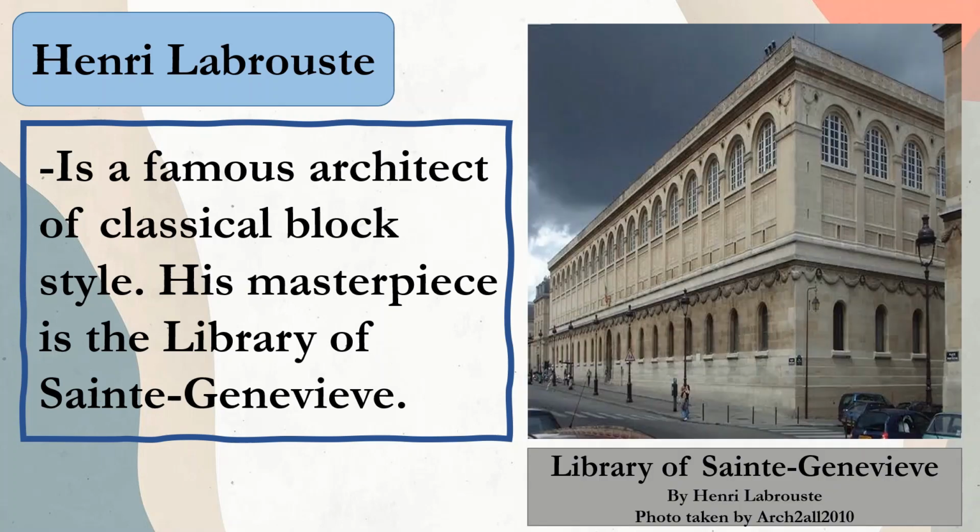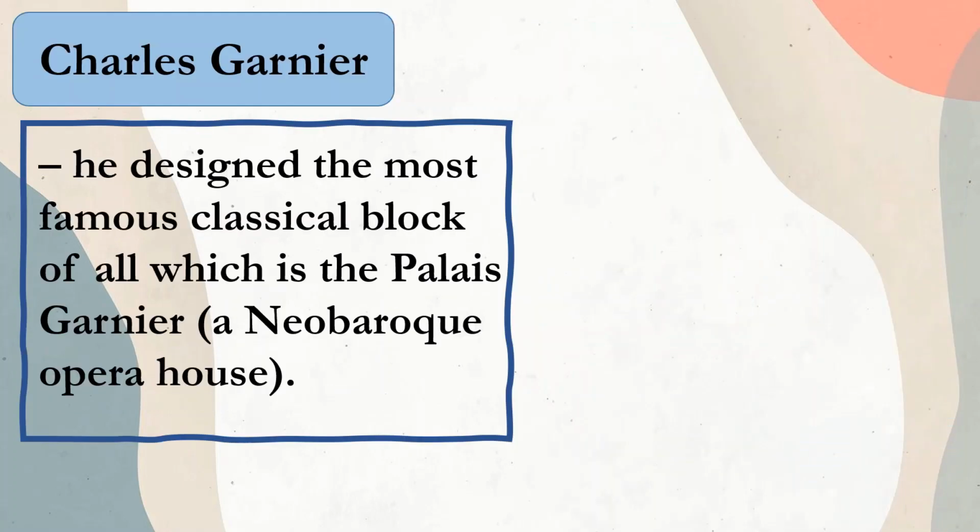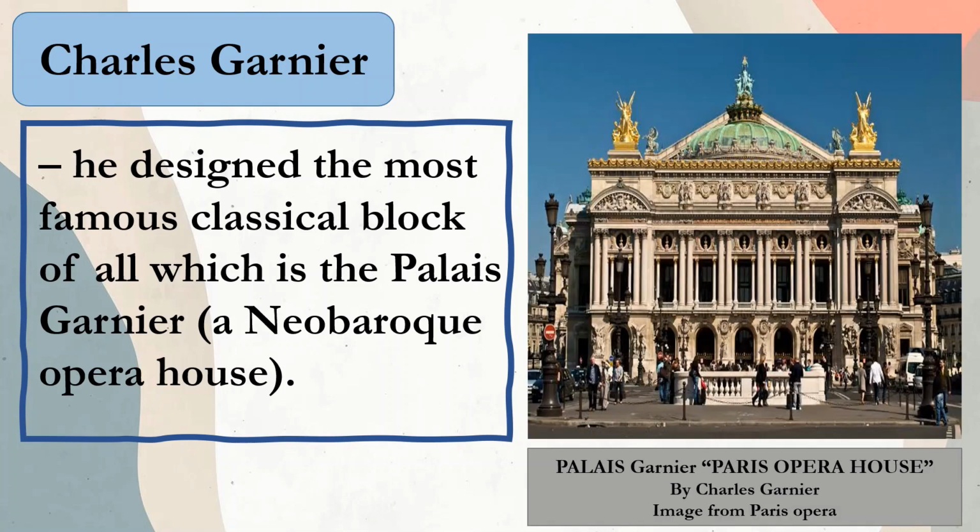Henry Labrosse is a famous architect of classical block style. His masterpiece is the Library of Saint Genevieve. Another famous architect of classical block style is Charles Garnier. He designed the most famous classical block of all, which is the Palais Garnier, a neo-Baroque opera house.